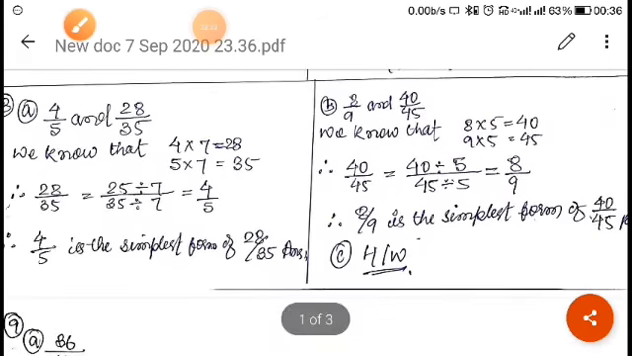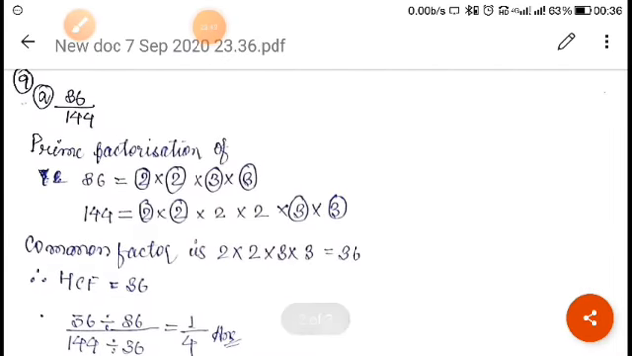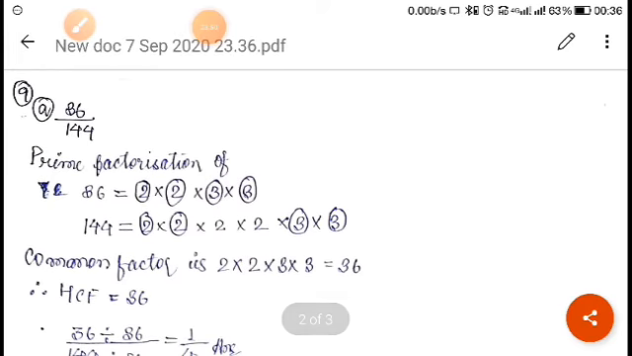Now question number C, I have given as homework, you do it at home, right? Now we will see question number 9. Question number 9 is also the same as question number 1 to whatever we have done. Here also, reduce the following fractions to their lowest form. We have to convert this into the lowest form. As you can see, 36 by 144.